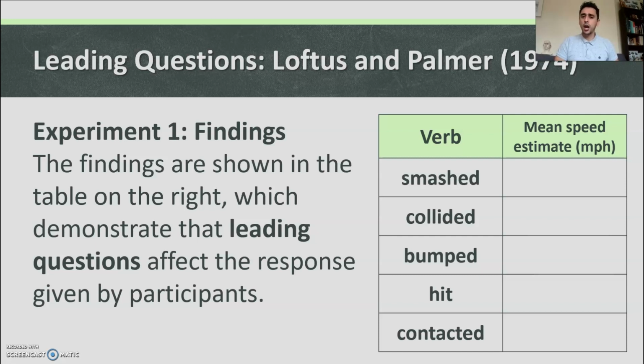How fast do you think the cars were going when they smashed into each other, or collided with each other, or bumped each other? Depending on the verb used, they estimated a different mean miles per hour. The group that used the word smashed gave 40.8 miles per hour on average, collided 39, bumped 38, hit 34, and contacted 31.8. So there's a big difference in the guesses depending on the type of verb used. This is an example of a leading question.